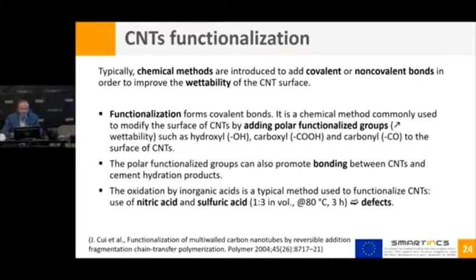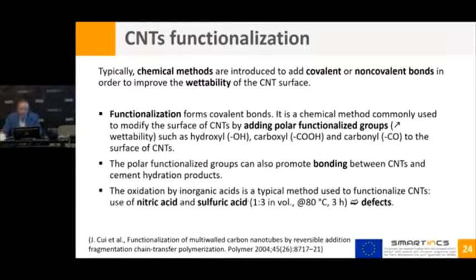These groups are not only positive to limit the re-agglomeration of the carbon nanotubes, but they are also effective because they can create strong bonds with the cementitious matrix. And of course the transfer of the load from the nanotubes to the cementitious matrix will be more efficient. So this functionalization of the carbon nanotube will be very useful.